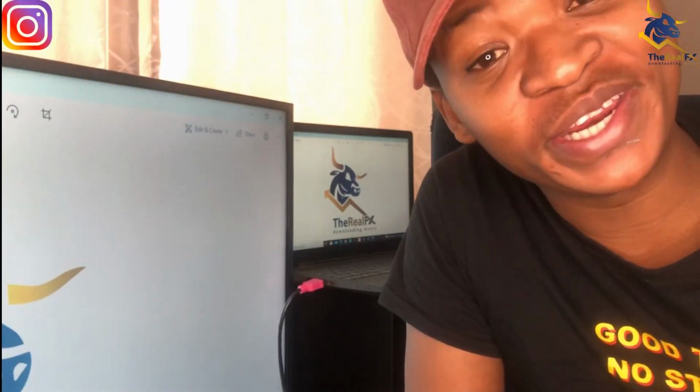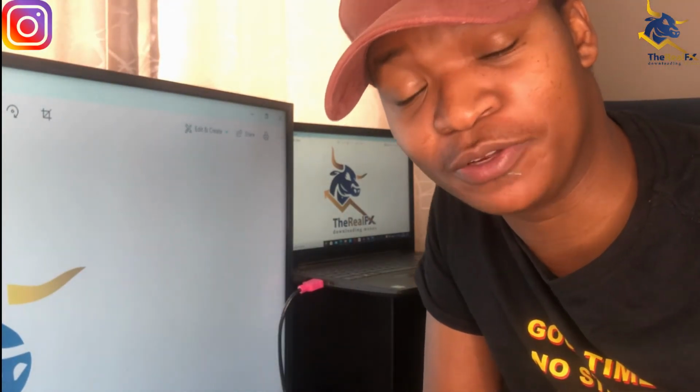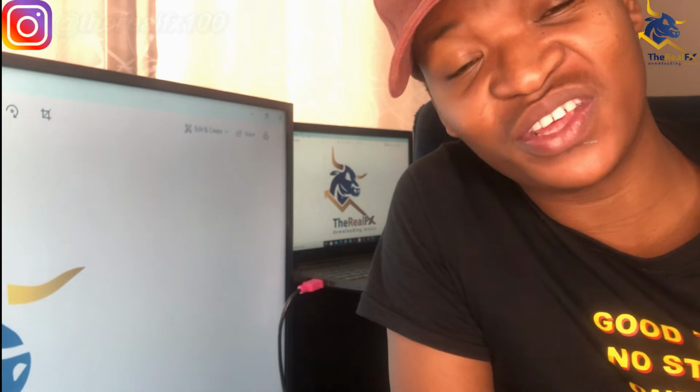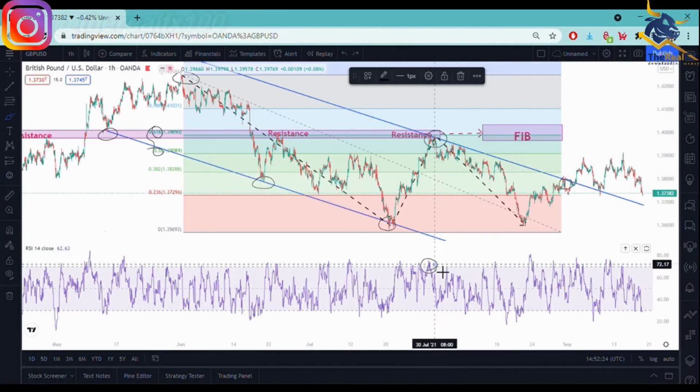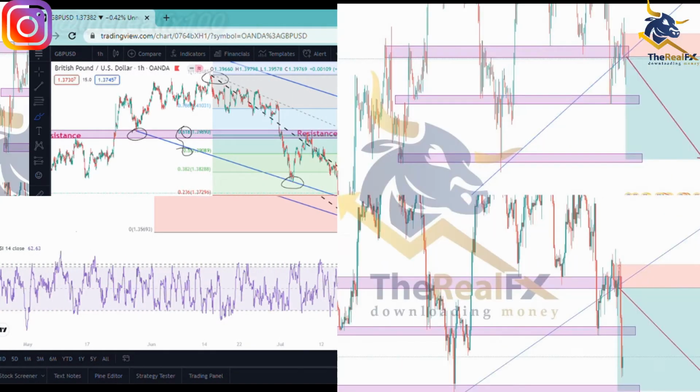Using the combination of different indicators and tools to come up with a strategy. Guys, this is so simple.